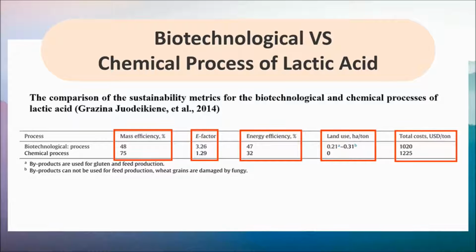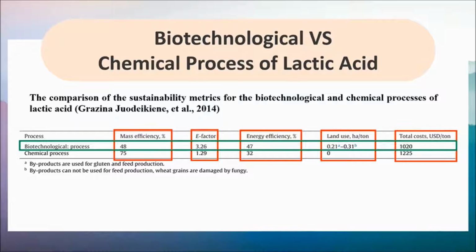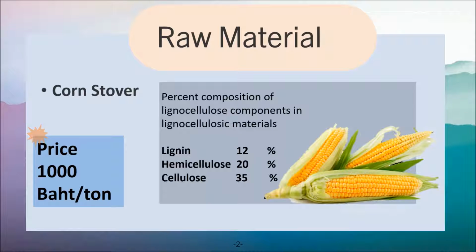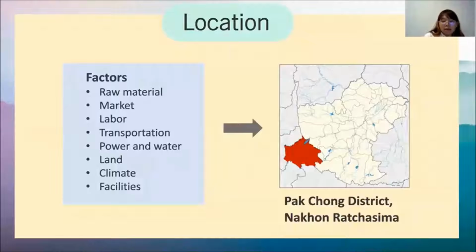This table shows that the mass efficiency of bio-based is less than chemical, and the E factor is more, but the waste produced in bio-based can be sold. Energy efficiency is high and the total cost is less than chemical. After the comparison, we decided to produce lactic acid by the biotechnological process. And we should consider producing lactic acid because it is inexpensive, produces a high yield, and is available all year. We would like to locate at Pak Chong District, Nakhon Ratchasima.